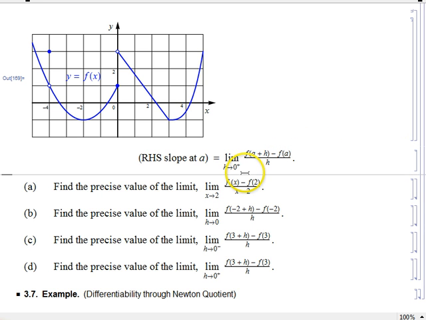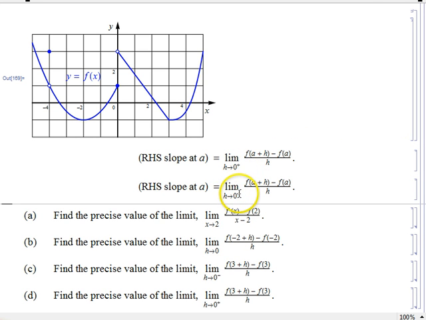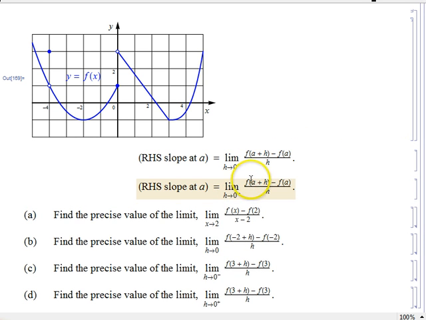So this is going to be the right hand side slope at x equals A. Also, when H is approaching 0 from the negative side, what do you mean by that? A plus H is going to be a little bit less than A, so the second reference point will be a little bit on the left hand side of this. So the left hand side limit of this Newton quotient means left hand side slope.